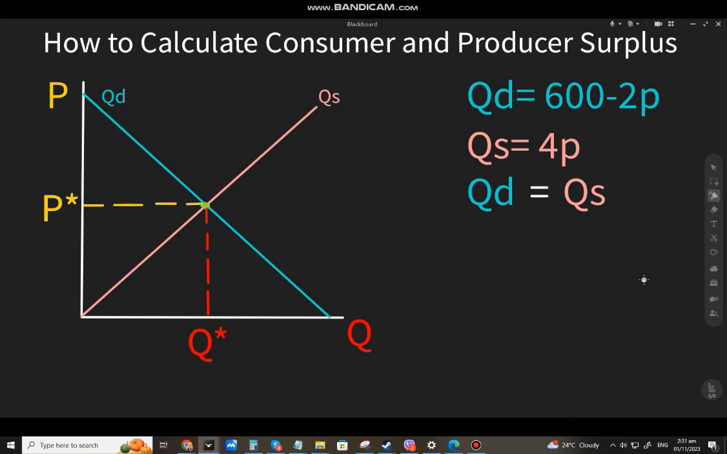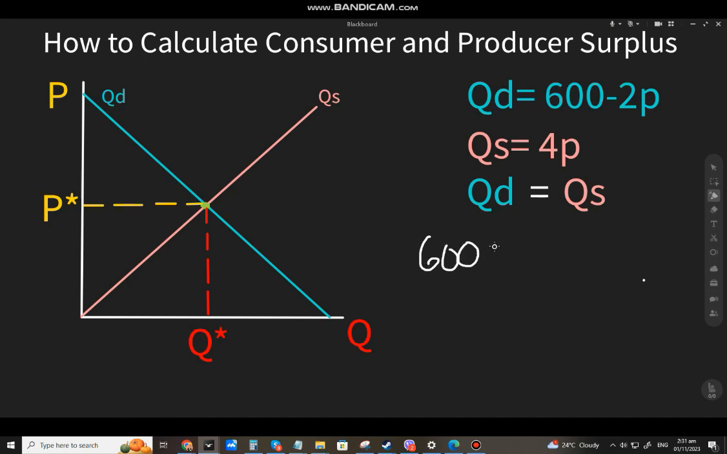So, if the market equilibrium is not yet given, and you're asked to find the consumer and producer surplus, you need to find the market equilibrium first. If you don't have it, of course, they will give you these two equations, the quantity demanded and the quantity supplied. Remember in my previous video, you have to equate these two equations to each other.